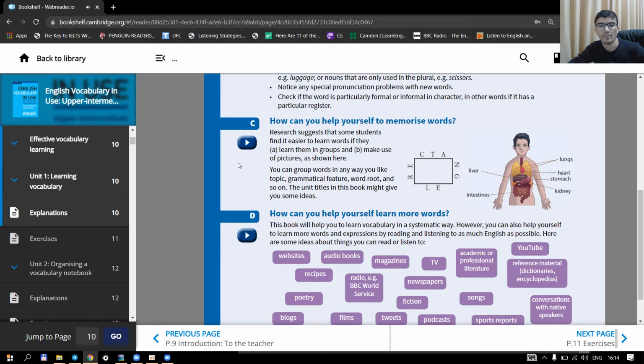C. How can you help yourself to memorize words? Research suggests that some students find it easier to learn words if they A. learn them in groups, and B. make use of pictures, as shown here. You can group words in any way you like: topic, grammatical feature, word root, and so on. The unit titles in this book might give you some ideas.